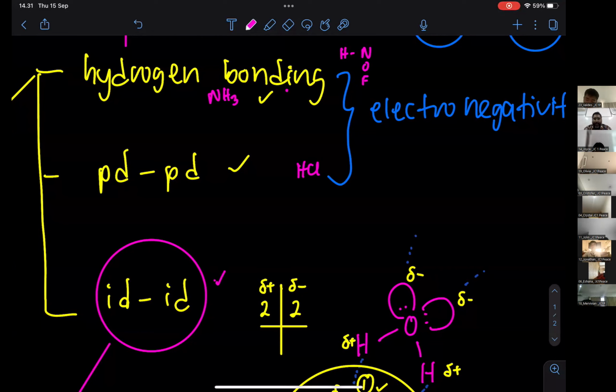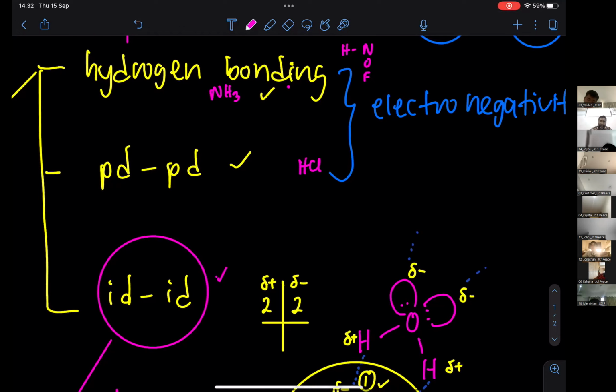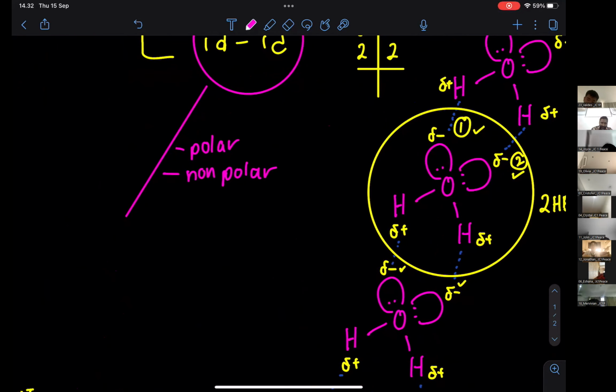So if they ask what the intermolecular forces of attraction are that cause the very high boiling point of ammonia, then it's hydrogen bonding. We are not going to say ID-ID, even though they have it. What is the force of attraction that causes a high boiling point for HCl, for example? We are going to talk about PD-PD, not ID-ID. But it is important to know that ID-ID exists for both.